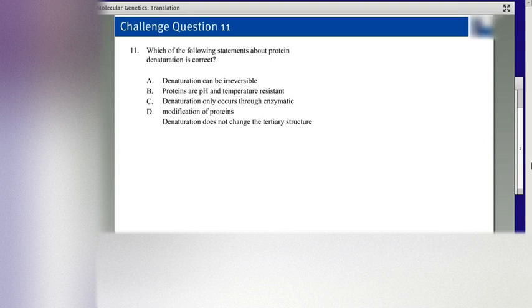Which of the following statements about protein denaturation is correct? And again, we have to use elimination. So we look at answer choice A. Denaturation can be irreversible. All right, can be, that's nice moderating language. We may not know that for sure, but it sounds like it could be possible, so we'll save it. Let's look at our others. B, proteins are pH and temperature resistant. What do you think about that?